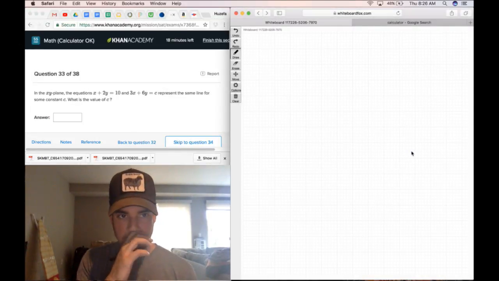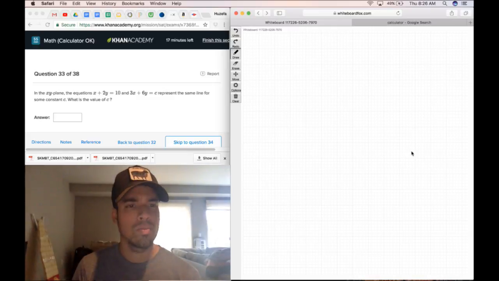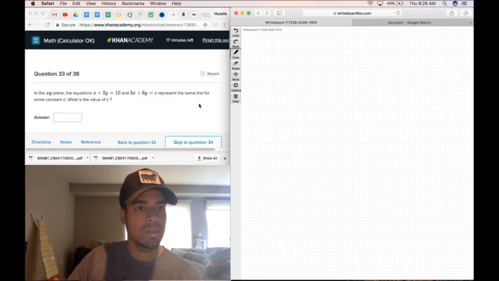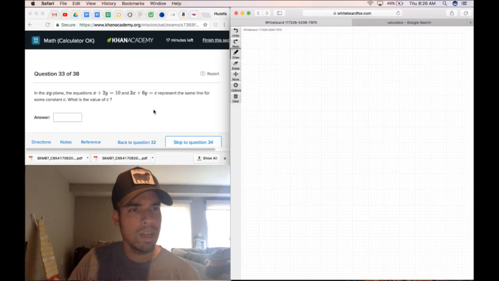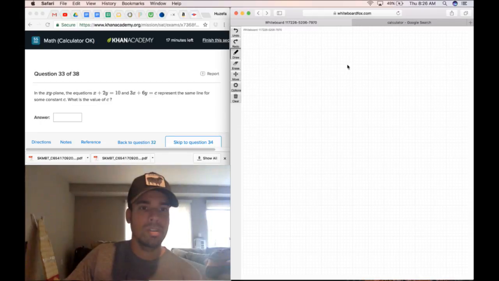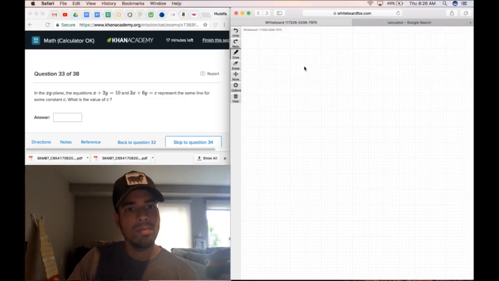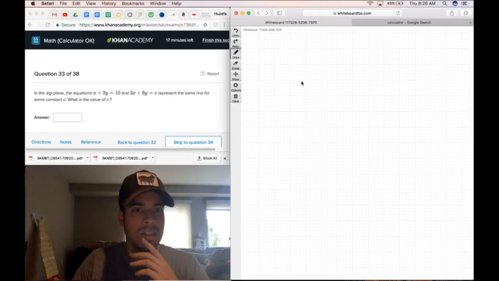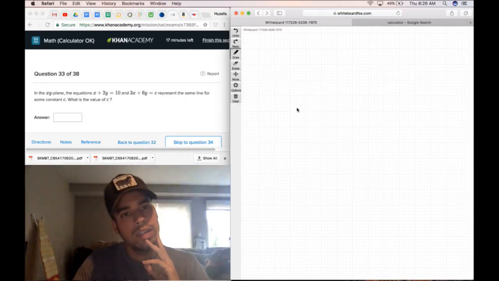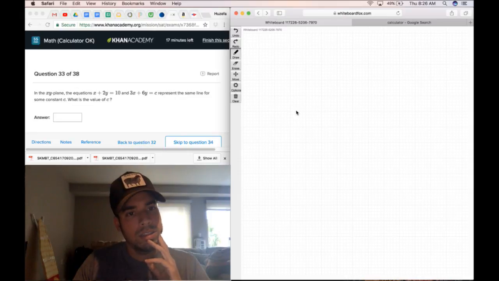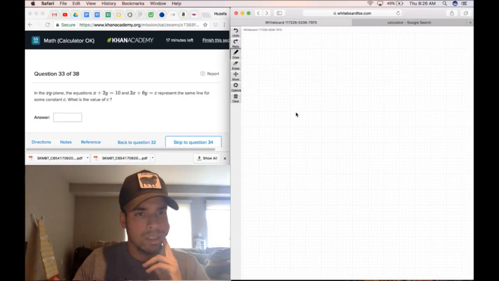And then we go to the xy plane. The equations x plus 2y equals 10 and 3x plus 6y equals c represent the same line for some constant c. The same line. What's the value of c? Well, they clearly equal each other. So let's do it like this. Let us isolate. All right, I'm going to isolate x.